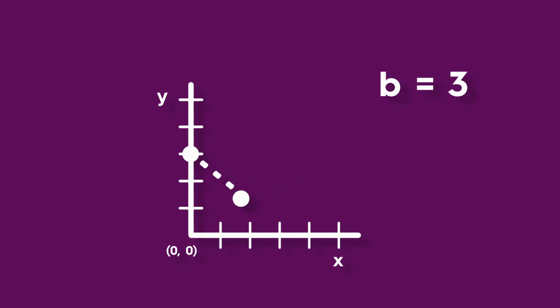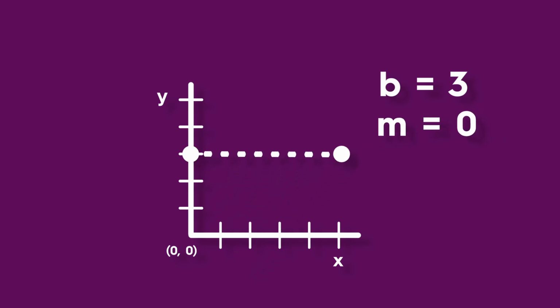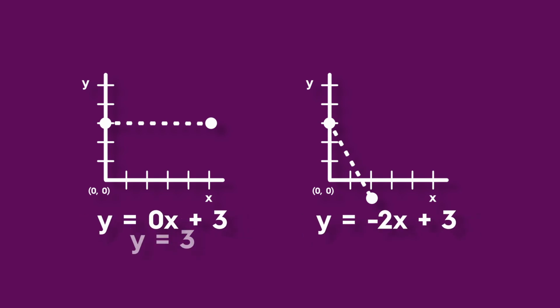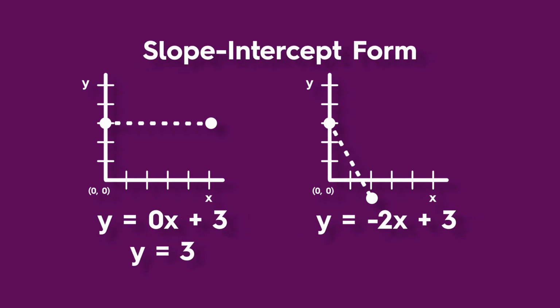If the slope is negative, like m equals -2, the line falls as x increases. Picture walking down a ramp. On the other hand, if the slope is 0, the line is flat, stretching across the plane without rising at all. Both still fit slope-intercept form, and both sketch out in seconds once you know m and b.